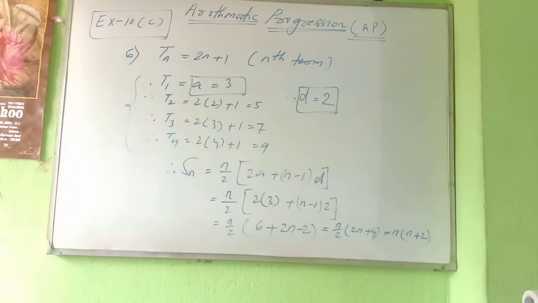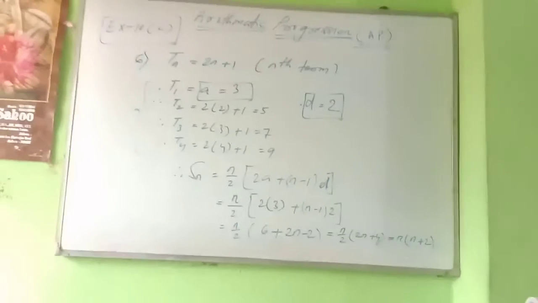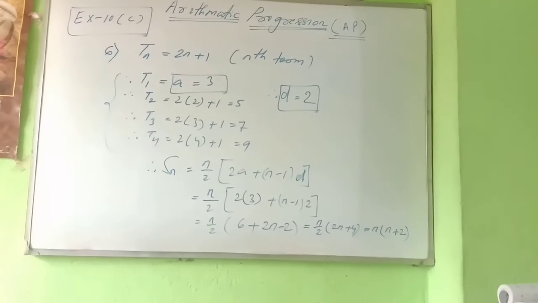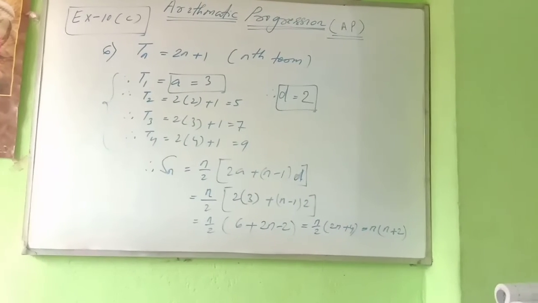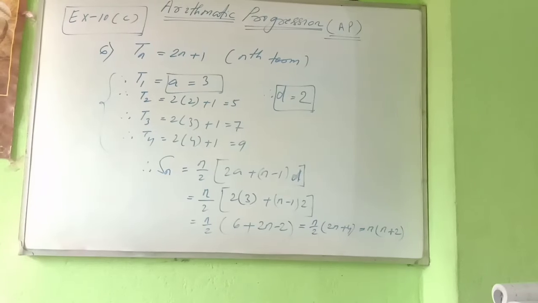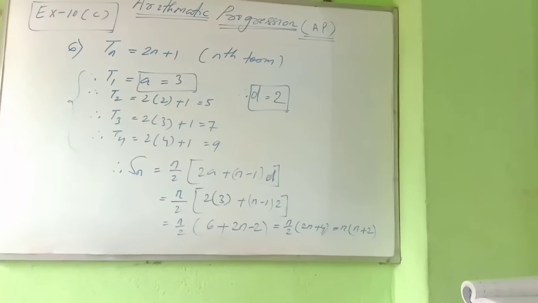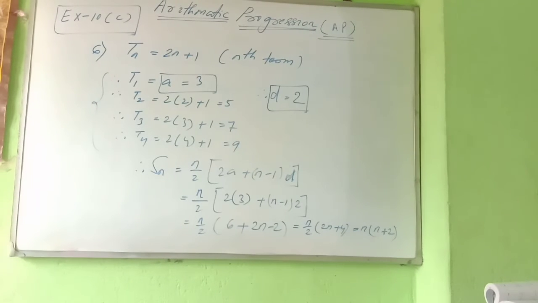After that, you have to find the sum of n terms of the given AP. The sum of n terms formula is n by 2 whole into 2a plus n minus 1 d. Putting the value of a equal to 3 and d equal to 2, you are getting the result, that is n by 2 into 2, cancel, that is n whole into n plus 2. Okay, this is the answer of question number 6. Let us go to the next number. Just see the process of solving.